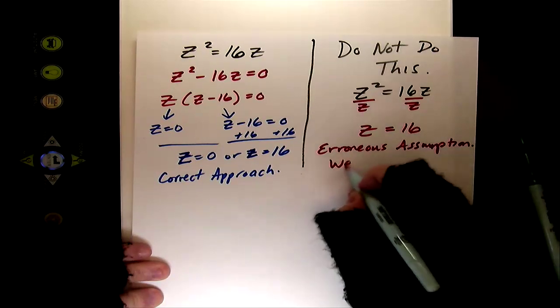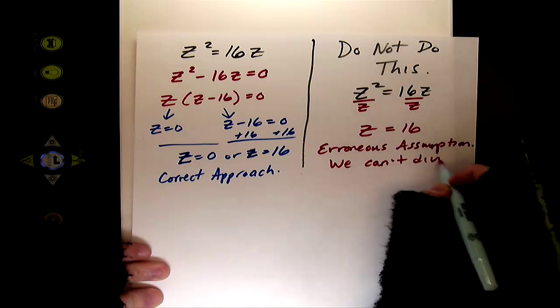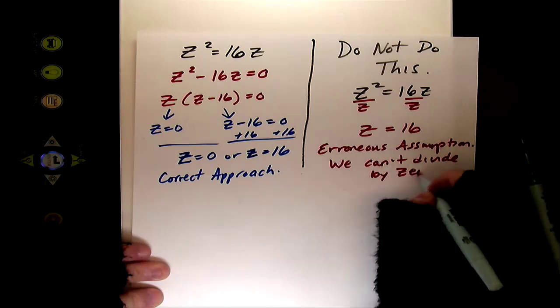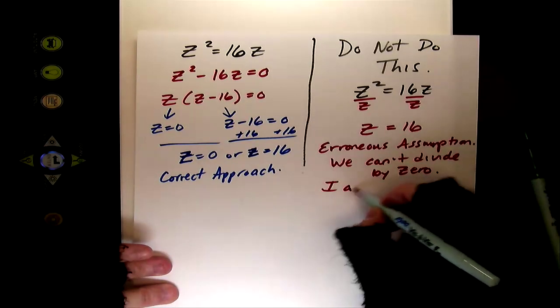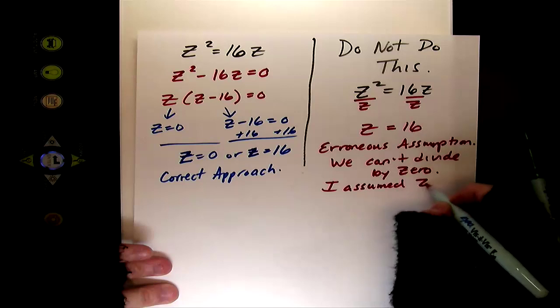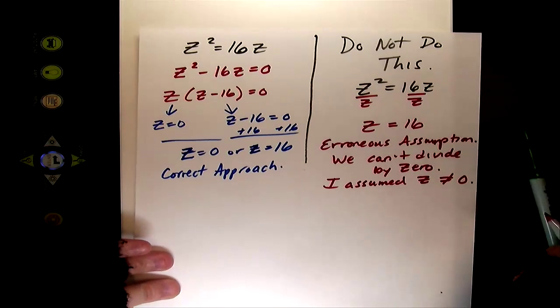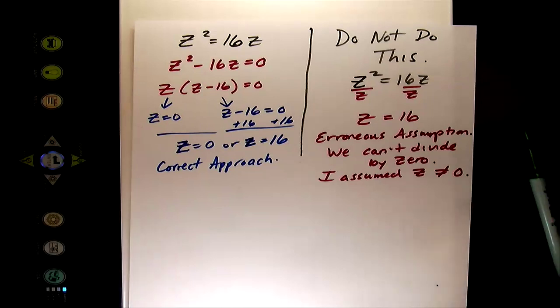We can't divide by 0. And by dividing by z, I assumed z did not equal 0. Otherwise, I could not divide by it. So don't do it. If you don't know if z can equal 0 or not, or whatever the letter is, don't divide by it. First off, you don't get all the answers, and second of all, you're actually making a fundamental mistake that most students don't think about.